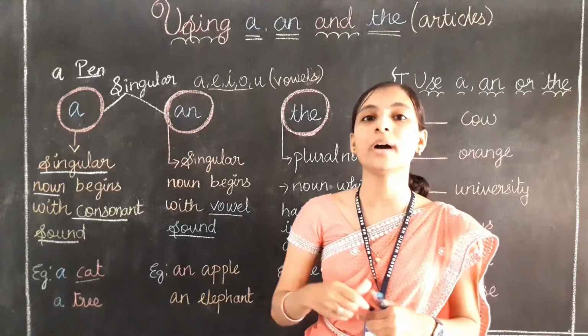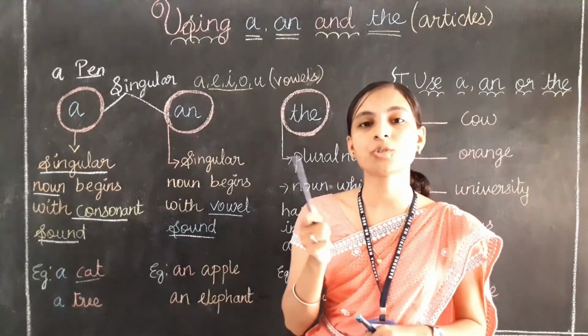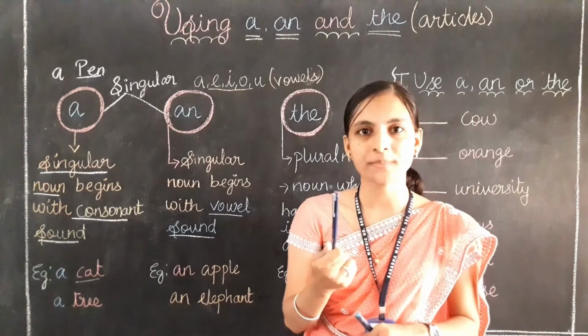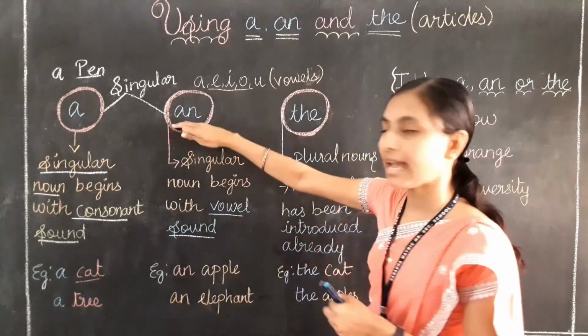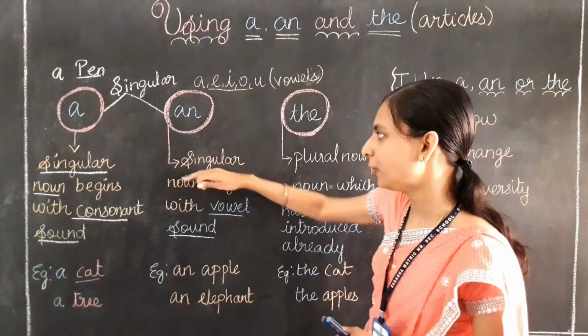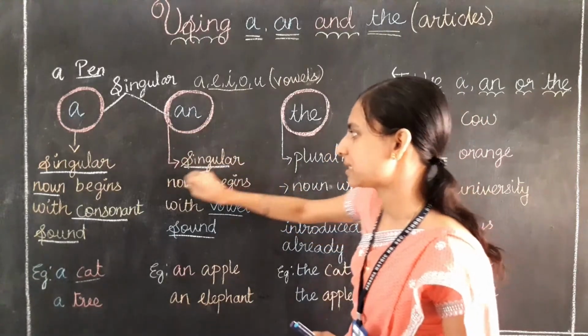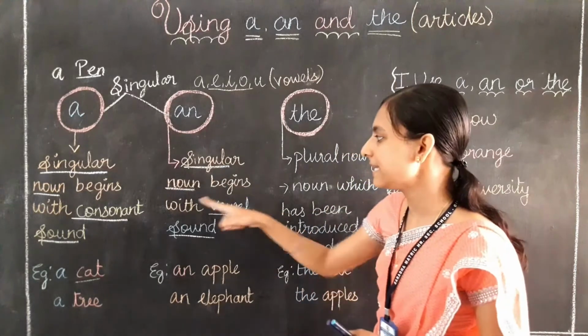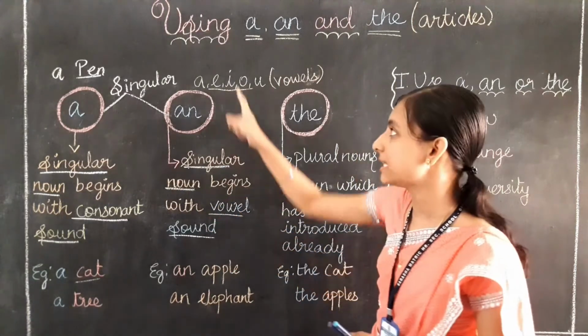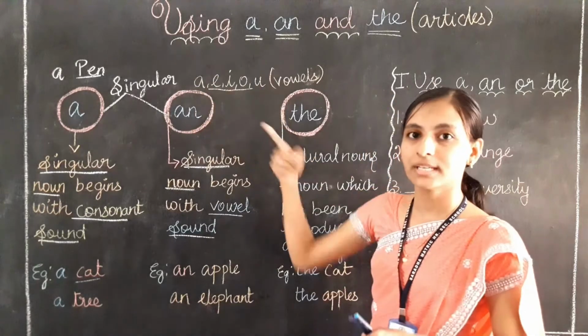Remember that it refers to only one object. It is used to refer to only one object. Okay, so let me read out the definition. Article an is used before singular nouns. It is used to refer to a singular noun which begins with a vowel sound.